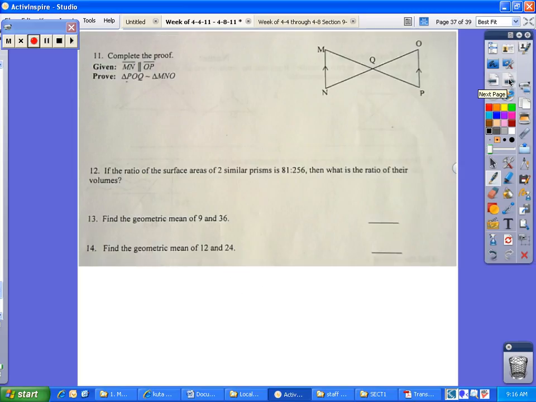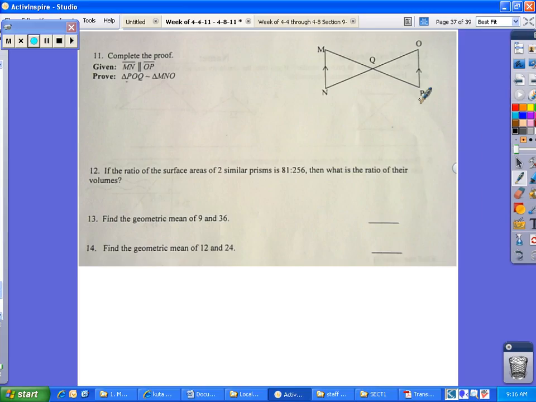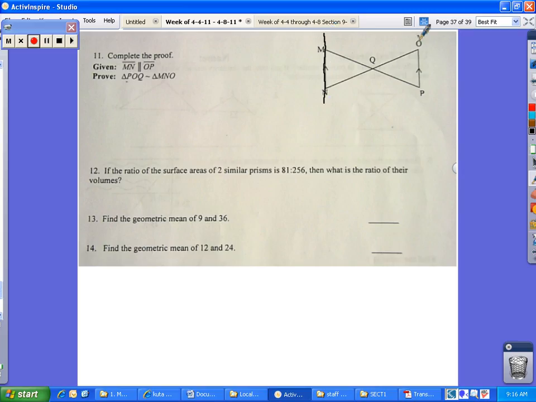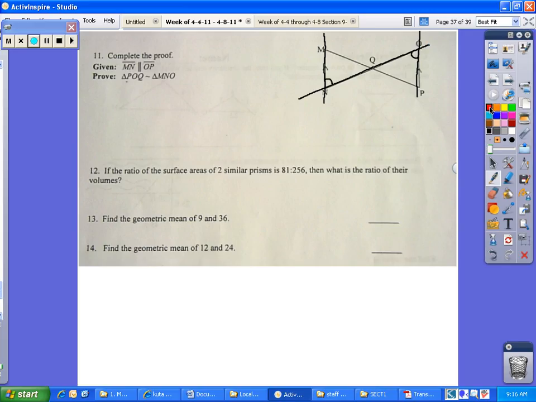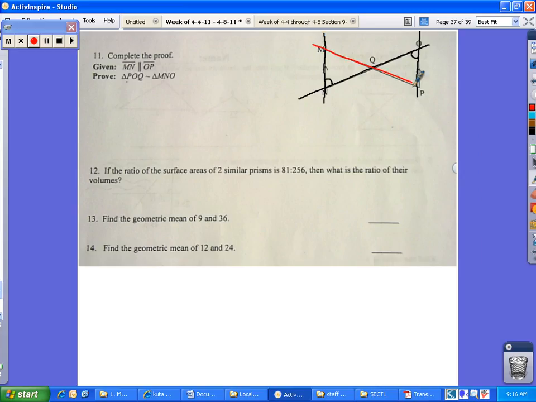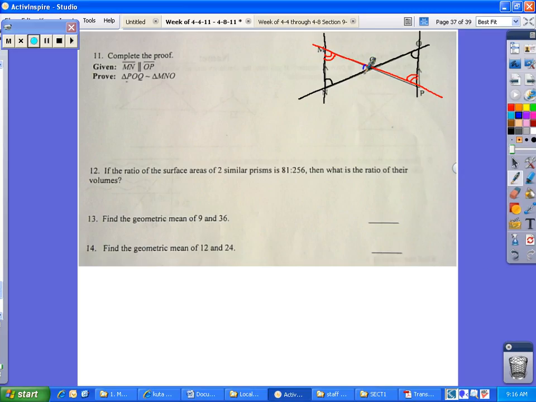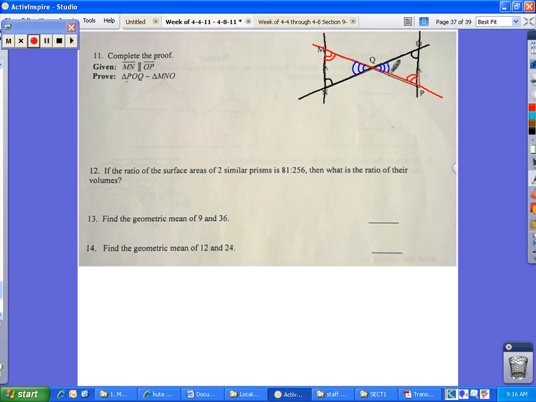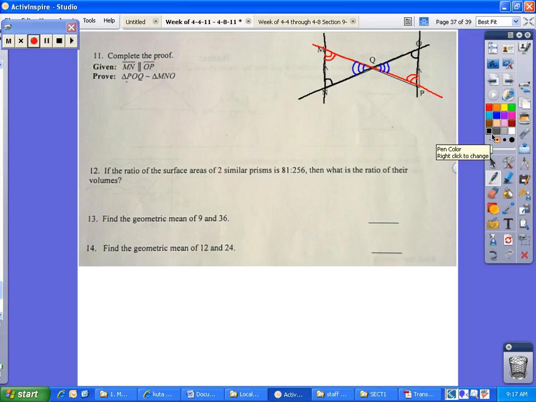Number 11, your proof. So in this proof, we know that MN is parallel to OP. So since those two lines are parallel here and here, and this is a transversal, then I know that this angle is congruent to this angle by alternate interior angles. Also, this is a transversal to those two parallel lines, so this angle is congruent to this angle also by alternate interior. You could also say that these angles here are congruent by vertical angles. So you have a lot of options here. You actually don't need all three angles for this proof, but you can conclude that they're all congruent.